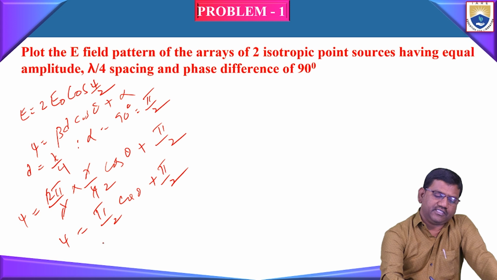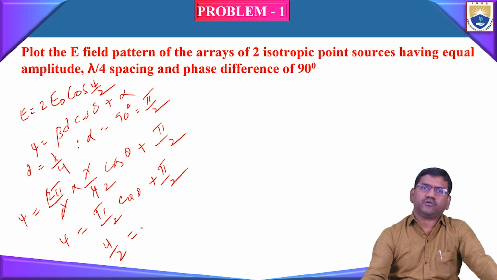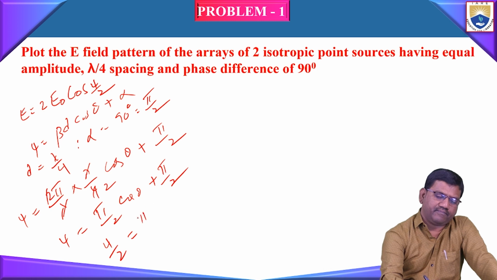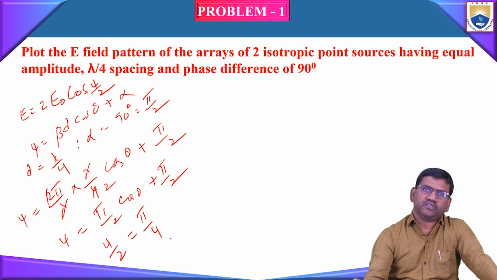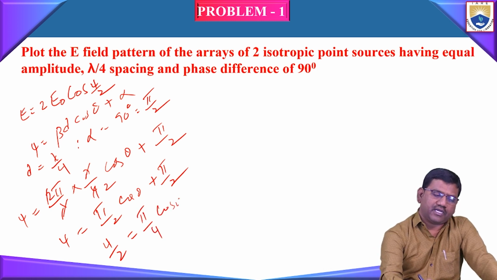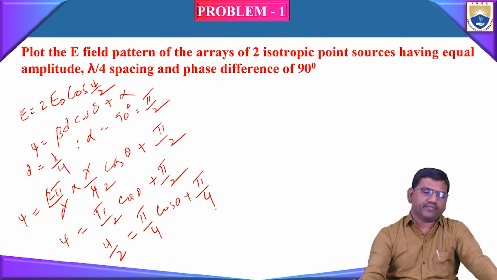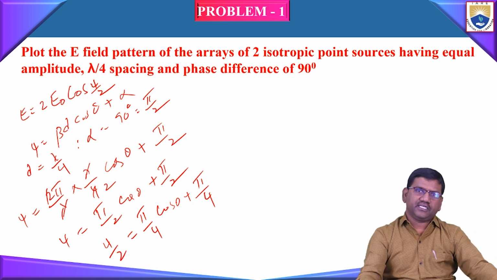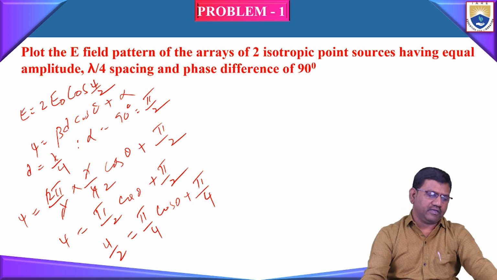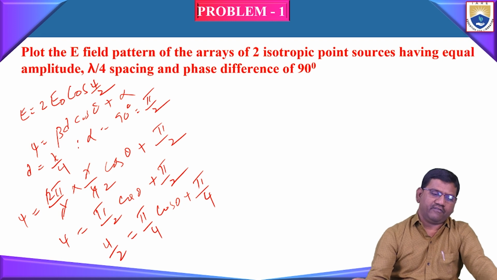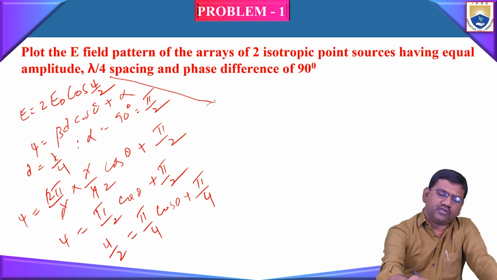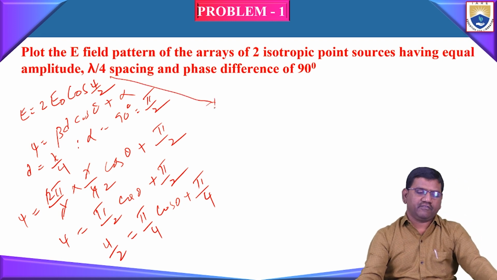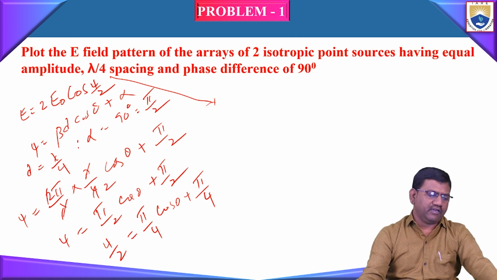If we simplify this by dividing both sides by 2, we get psi by 2 is equal to pi by 4 cos theta plus pi by 4. Now we need to find out the value of E here. To draw the radiation pattern, we need to find out the value of E. So what is the value of E here?